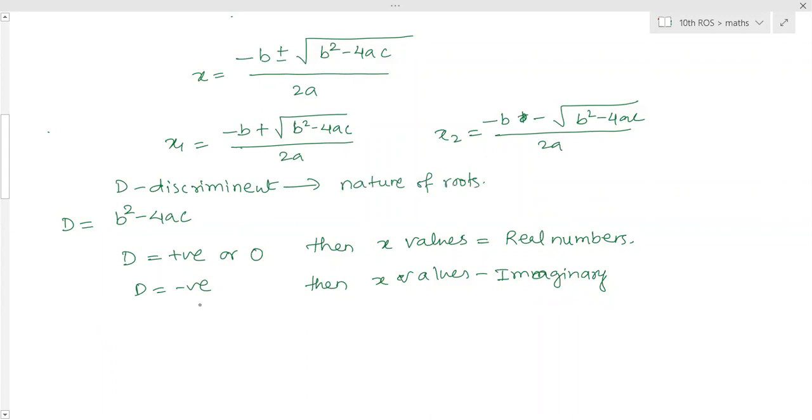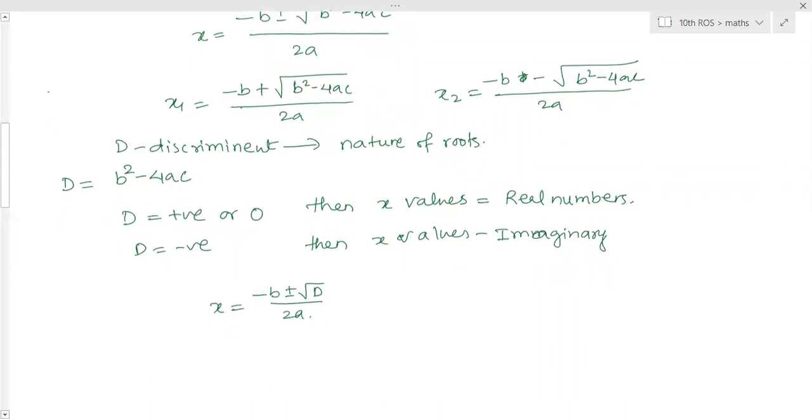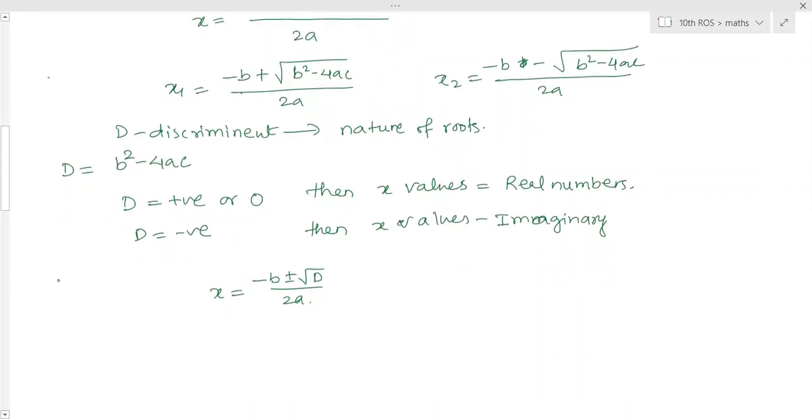Nature of roots. While solving any equation, we first have to find the discriminant separately. It makes your work easier. Otherwise, solving one single equation will take a full page. So we calculate the simplification once and then substitute the value of D in this equation. This way the formula becomes minus B plus or minus square root D by 2A. This is the only form the equation will take after finding this value separately.